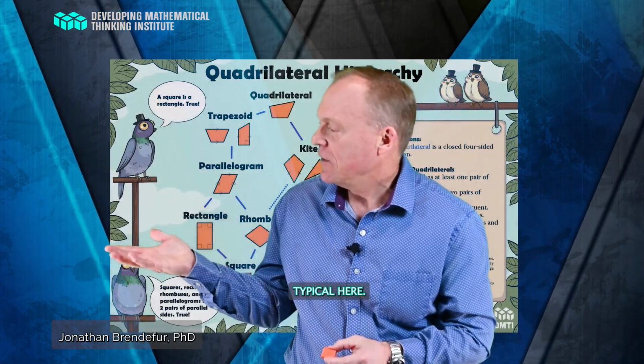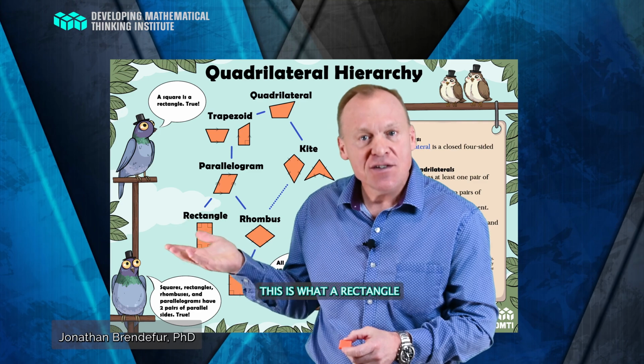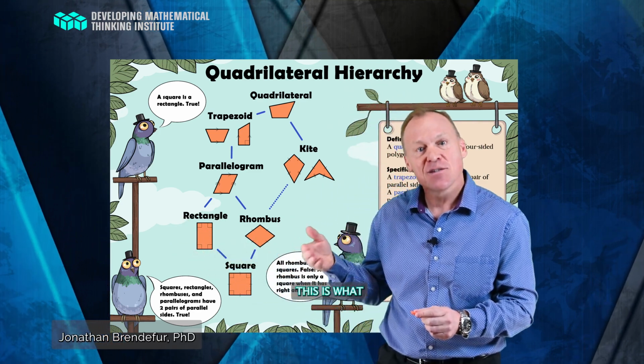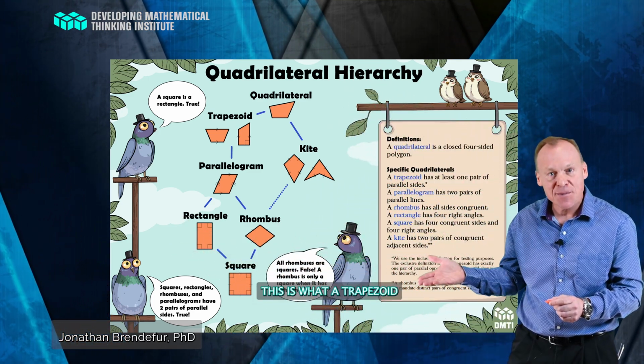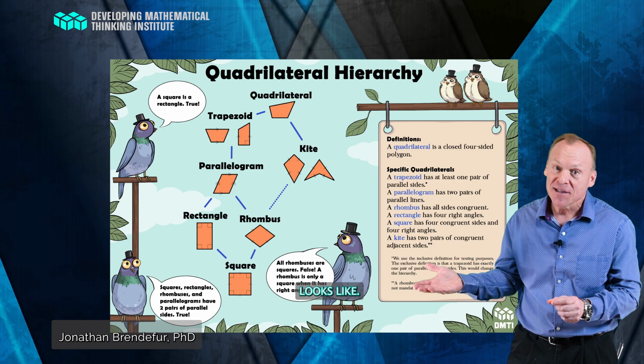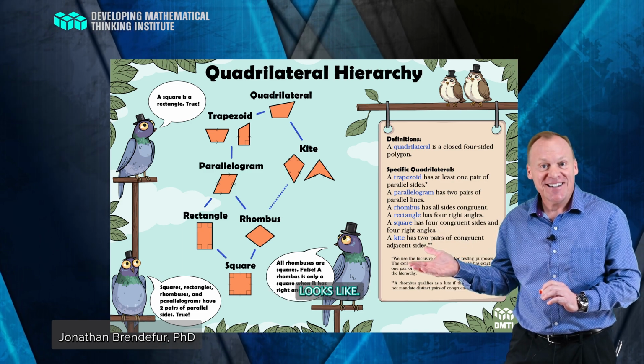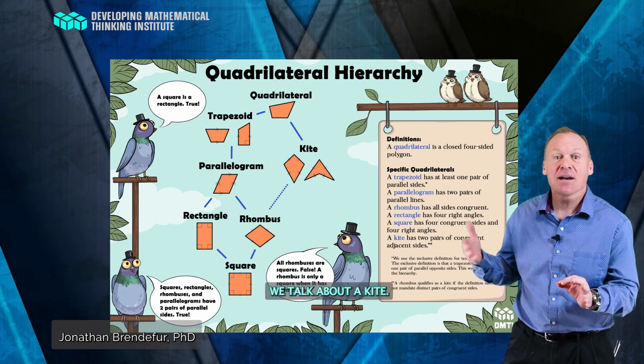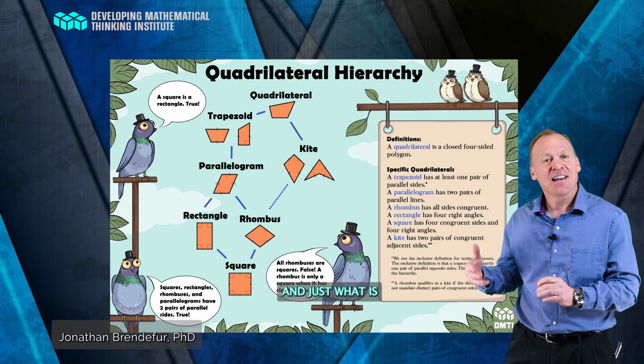So the research talks about prototypes. And what we do is we have these typical shapes: this is what a square looks like, this is what a rectangle looks like, this is what a parallelogram looks like, this is what a trapezoid looks like, this is what a rhombus looks like. And then maybe we talk about a kite, sometimes we don't, and just what is a quadrilateral. So our goal is to go beyond just recognition and focus on reasoning.